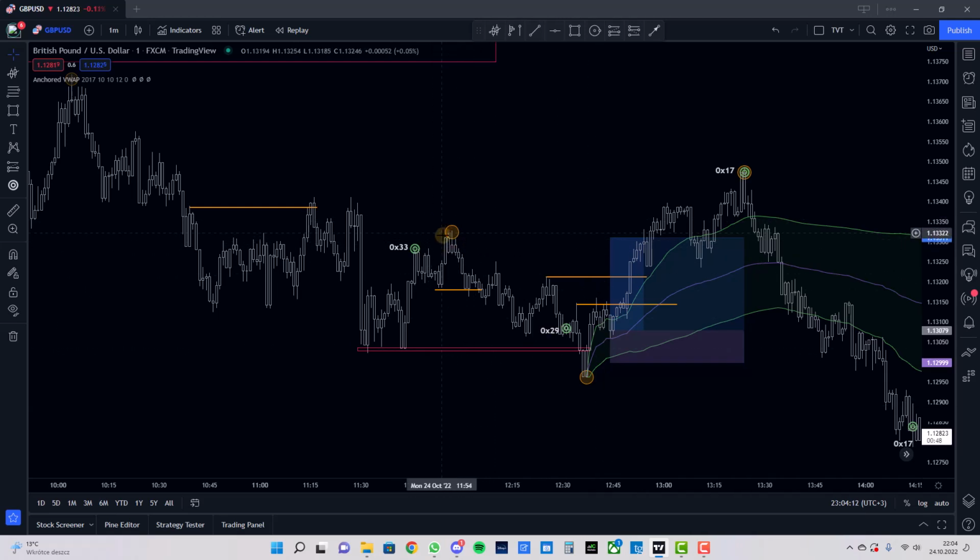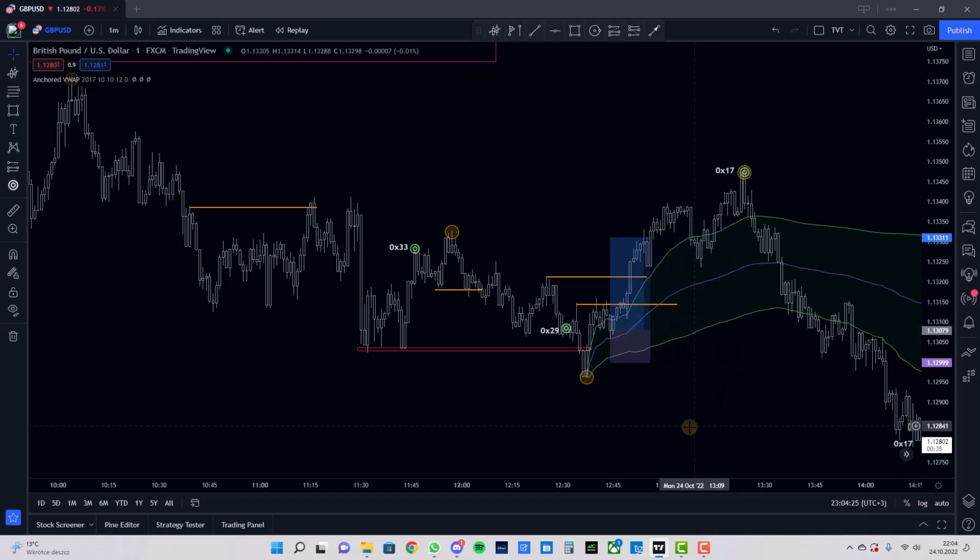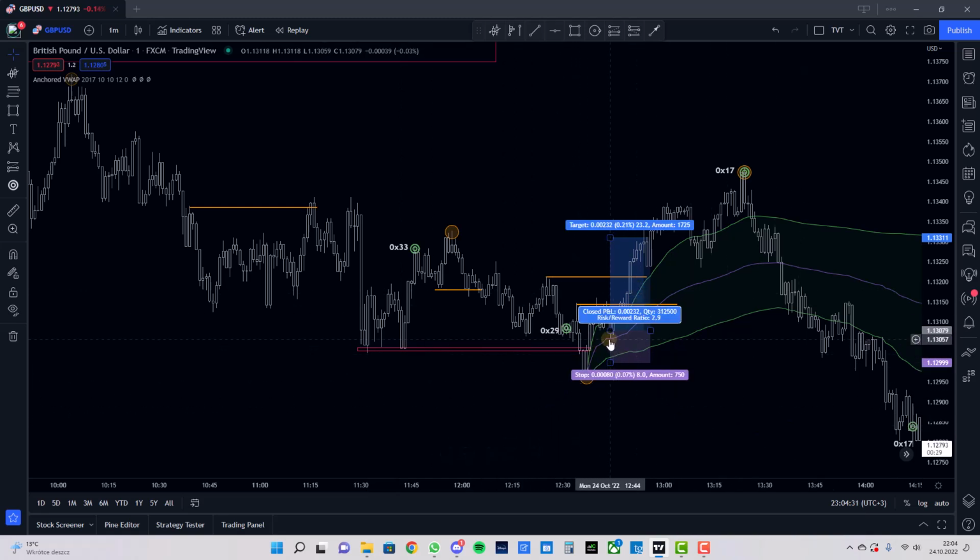So for example, the entry, yes, where the last sell order was activated. So it is almost 1 to 3. Great setup, yes. All the logic was here. Taking equal lows, break of structure, and waiting for reaction with VWAP.